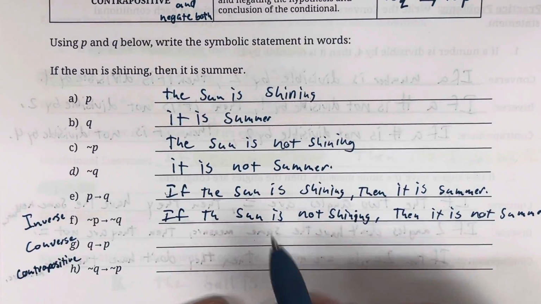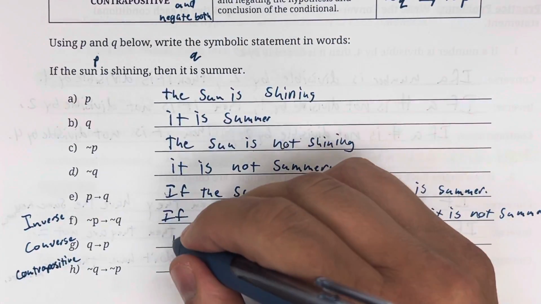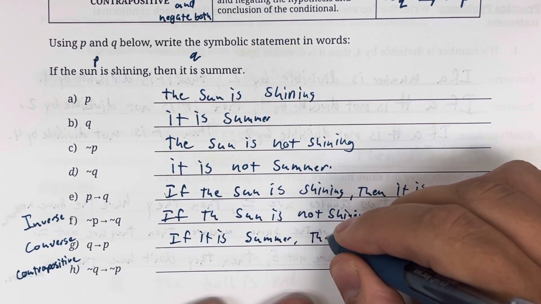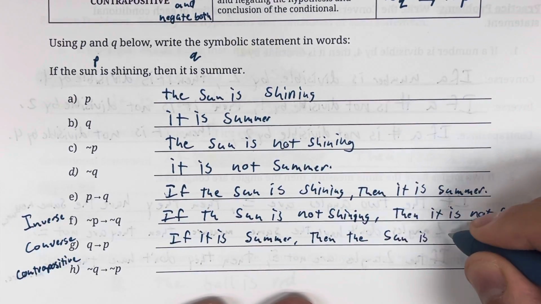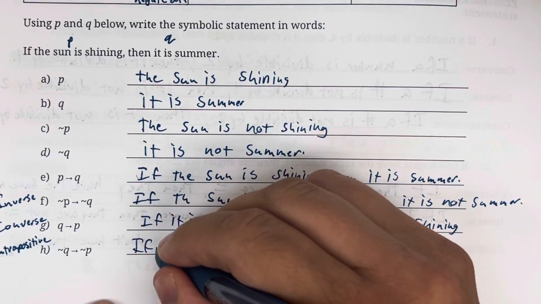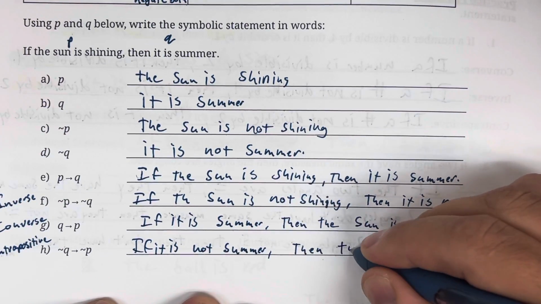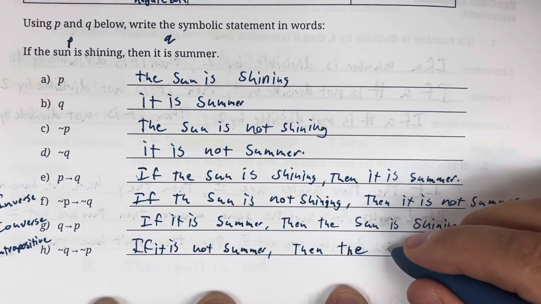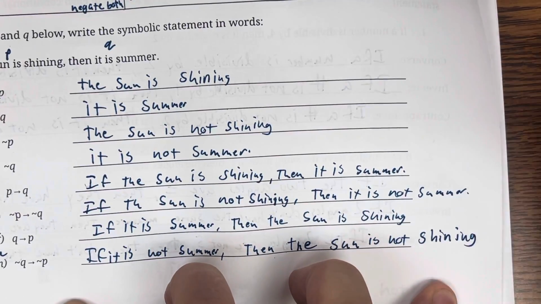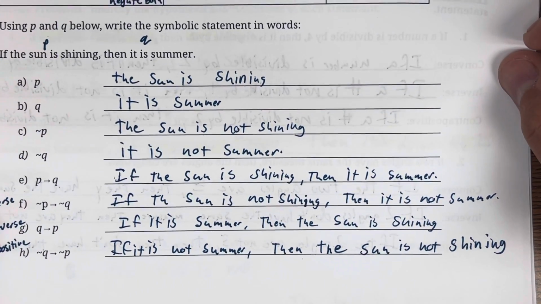Okay, so the converse, switching them around. Back to the original statement. Here's my P, here's my Q. So if it is summer, then the sun is shining. And lastly, the contrapositive. If it is not summer, then the sun is not shining. And we have got all of these completed. So we can use these symbols to recall the converse, the inverse, and the contrapositive. We do expect you to know all of them.